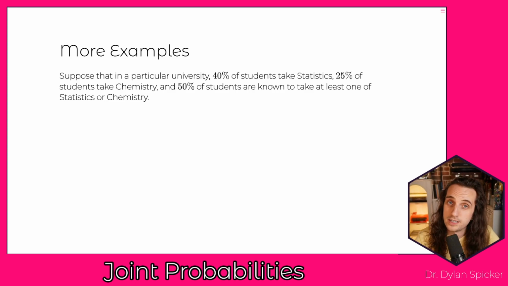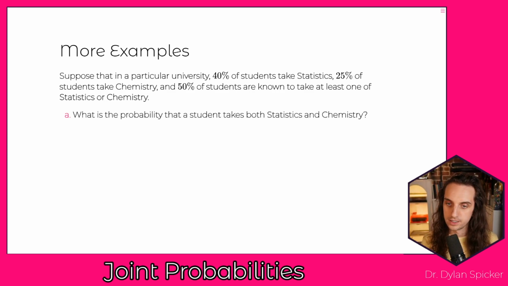Okay, now taking a look at a separate example, we have students at a particular university, and of these students, 40% are known to take statistics, 25% take chemistry, and 50% are known to take at least one of statistics or chemistry. The first part of the question is, what's the probability that a student takes both statistics and chemistry? And so we want the probability of statistics and chemistry.